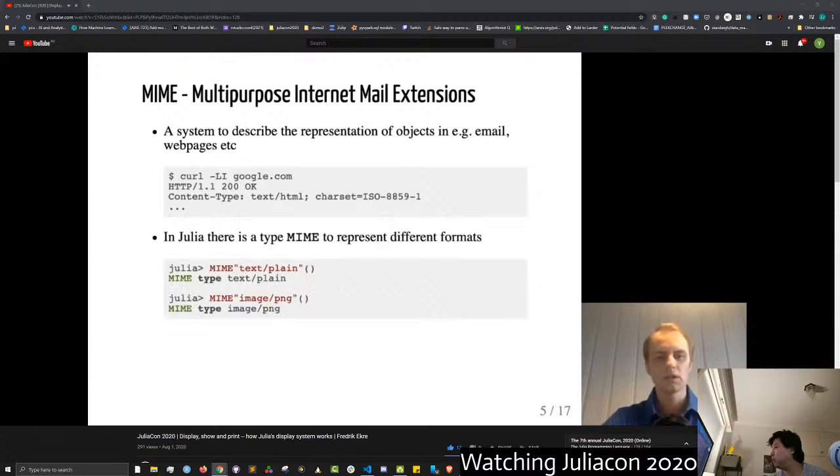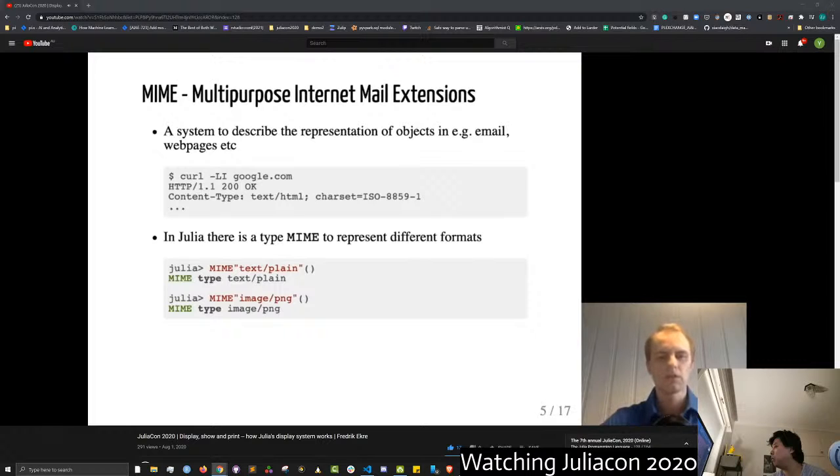And in Julia, there is a type called MIME, which you can use to represent different formats. Here I just created two of them, for example text plain and image PNG. Generally these MIME types have a main type, which is the first one, and then a subtype, which is the second one. So in text plain, text is the main type and plain is the subtype, and in image PNG, image is the type and PNG is the subtype of this category.